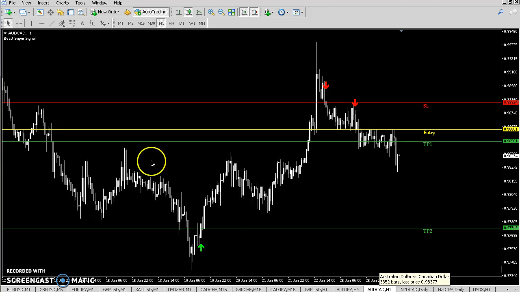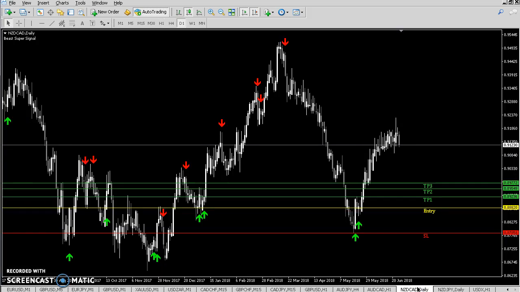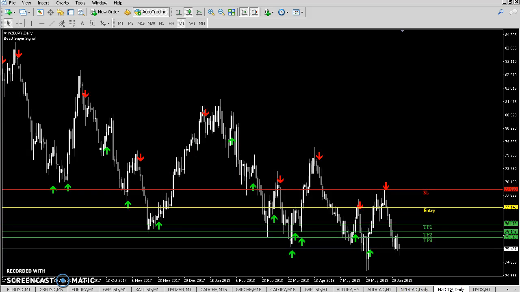Here we have again AUD/CAD on H1. A nice signal in here, hit profit. Here's another nice signal that hit profit. Here going on to a daily chart, you can see also some very nice trades going into profit. Here again, also had a lot of signals, but also a lot of trades going into profit.